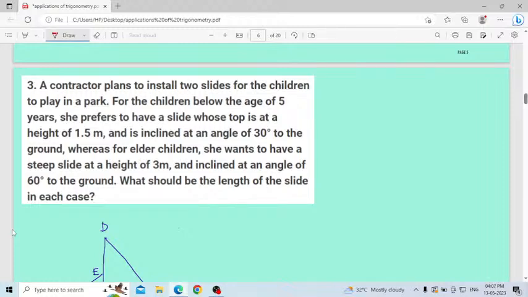Okay, I will move to the next question now. Read the question, try to write the diagram. Try to write the diagram. Okay. Next question, question number 3.